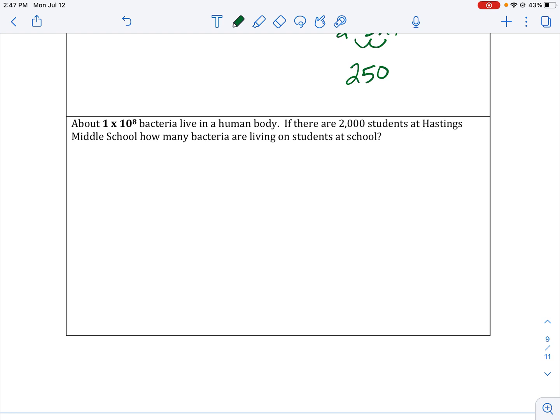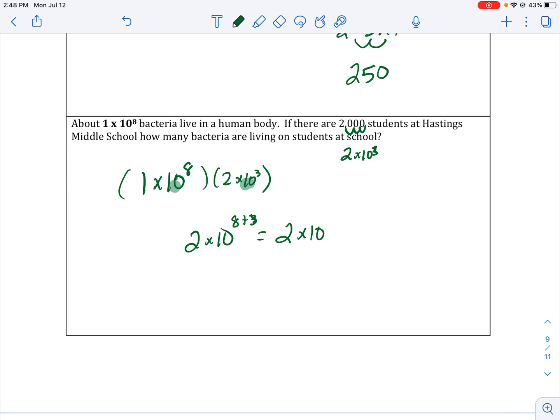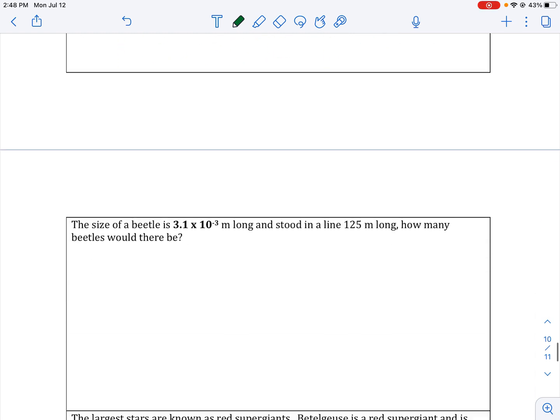There's about 1 times 10 to the 8th bacteria living in a human body, and there are about 2,000 students at Hastings Middle School. How much bacteria is living on students at the school? We're going to take the number of bacteria. Let's take the number of students, put it in scientific notation. 2 times 10 to the 3rd. I'm going to take these two numbers and multiply them. 1 times 2 is 2. And then when I multiply like bases, I add my exponents. So I have to do 8 plus 3, which equals 2 times 10 to the 11th. That's a lot of bacteria.